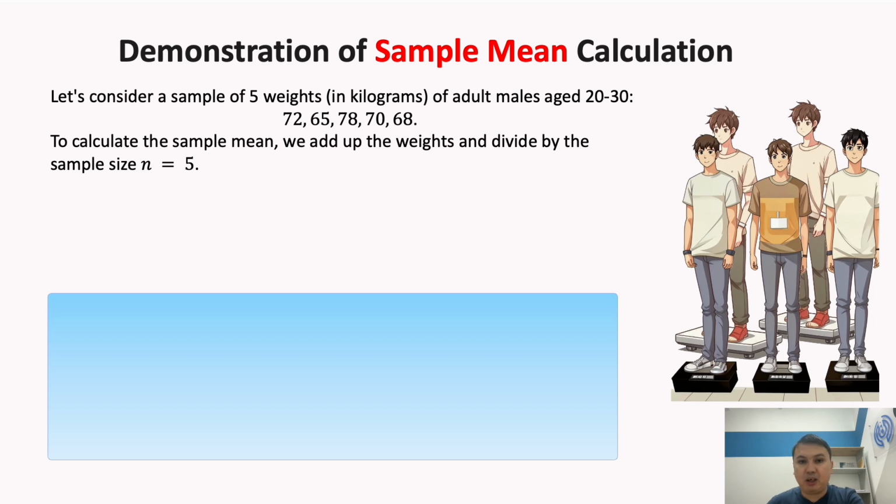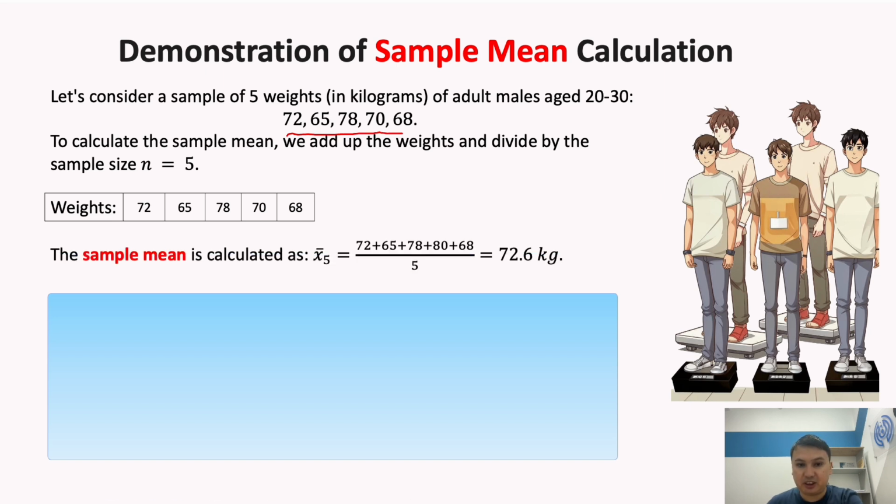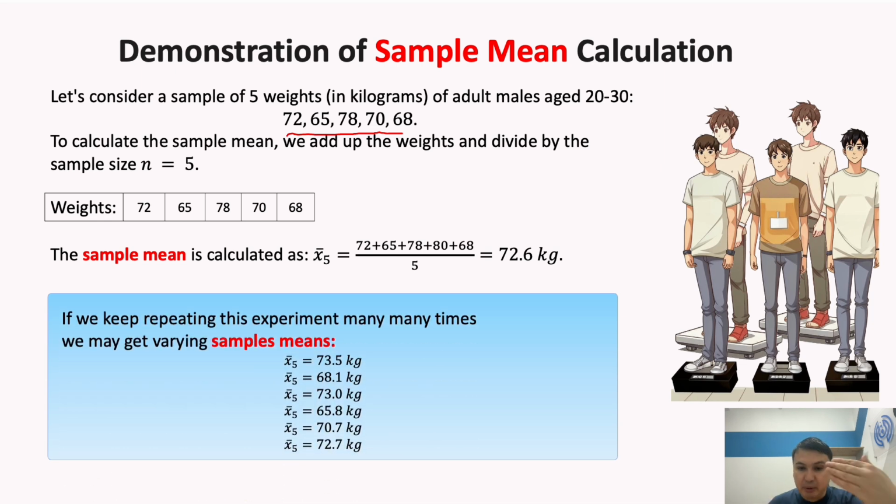Now I will demonstrate how to calculate the sample mean. Let's say I pick 5 adults, and here I have their weights, and I want to calculate the sample mean. It's easy: for x5, you add all the weights and divide by 5, which gives 72.6. That's one sample mean. Again, for the sampling distribution you repeat this many times, with another 5 adults, and then again, taking the average each time.